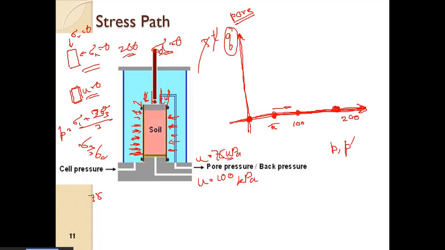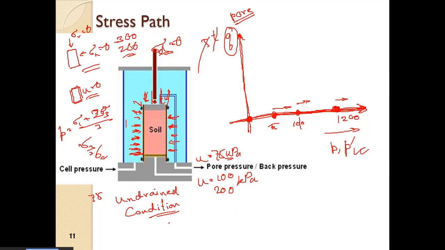Now suppose we increase the cell pressure to 300 kPa. And definitely the pore water pressure will also move to 200 kPa. So this difference will now hold. And if we go on increasing the cell pressure in undrained condition, the effective stress as well as the total stress will go on increasing in this manner, because only the confinement, the total confinement, the cell pressure, is increasing. There is no deviatoric stress.